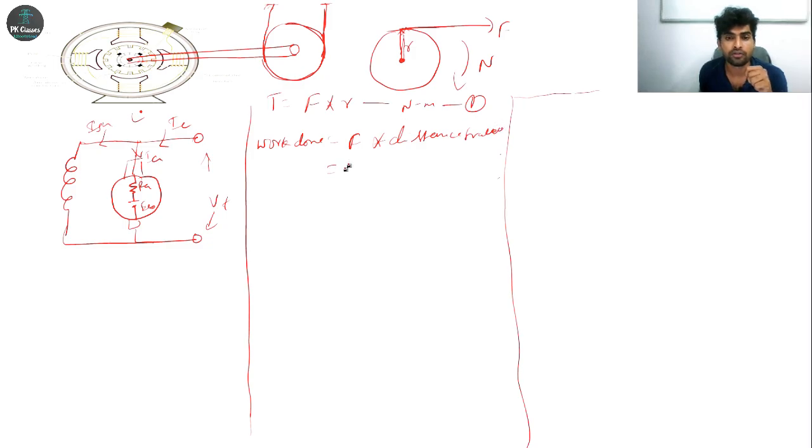So F into the circumference of this drum, which is 2 pi R. So work done is equal to F into R into 2 pi. Watt second is the unit of work done. So W is equal to F into R, which is the torque, so torque into 2 pi. Equation number 2.